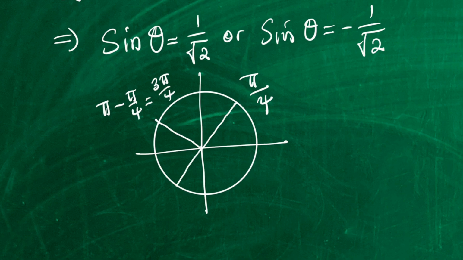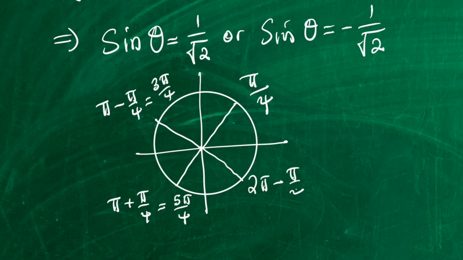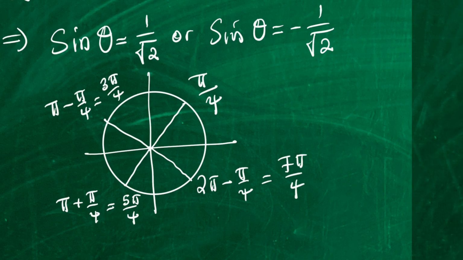Okay, now for sin theta equal to negative 1 over root 2, which is a negative value, so in the third quadrant and fourth quadrant, sine is negative. So the reference angle again is pi over 4. So in the third quadrant, we just add pi over 4 to pi, which is 5 pi over 4. And in the fourth quadrant, we just subtract from 2 pi so that we get 7 pi over 4.